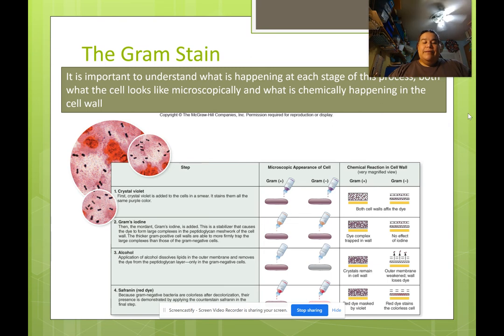Gram staining is one of the key things that we do in micro to help us narrow down what bacteria we're looking at. I told you that we have the gram negative and gram positive. Most bacteria fall into one of those two categories. If I can tell which one it is, I can narrow down which bacteria I am looking at. Okay? It's important to understand what's happening at each stage of this process, both what the cell looks like microscopically and what is chemically happening to that cell wall.